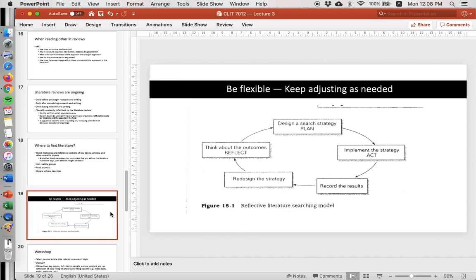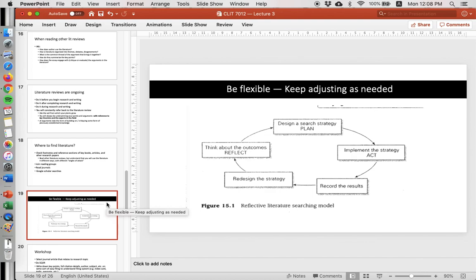Keep adjusting as needed. Be flexible. So you design a search strategy plan, you implement the strategy, you record the results, then you redesign the strategy, and then you reflect and you start again. And you just keep going, okay? This is the process of research. And to be honest with you, when you submit your dissertation, it's not going to be the final. It's still just going to be one step in a longer research journey of your overall research trajectory. So just keep open-minded. Growth mindset, okay?